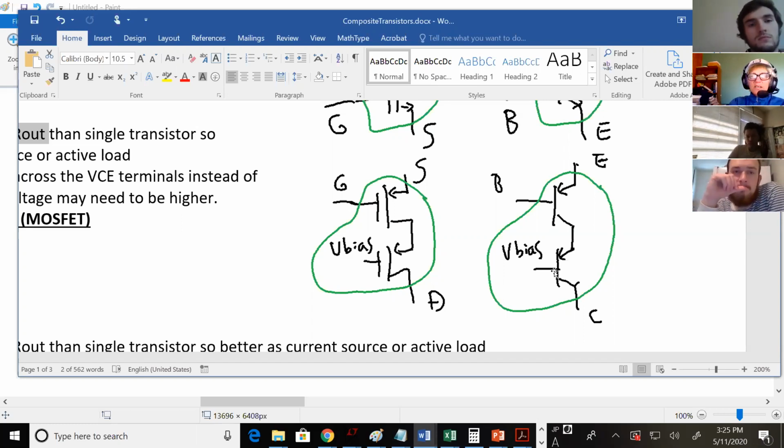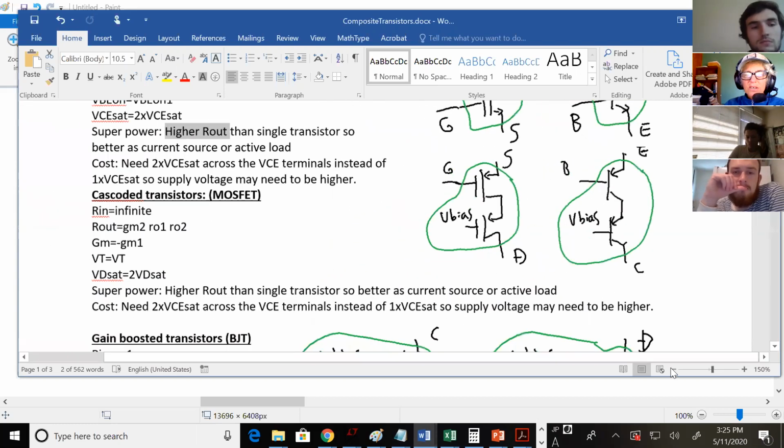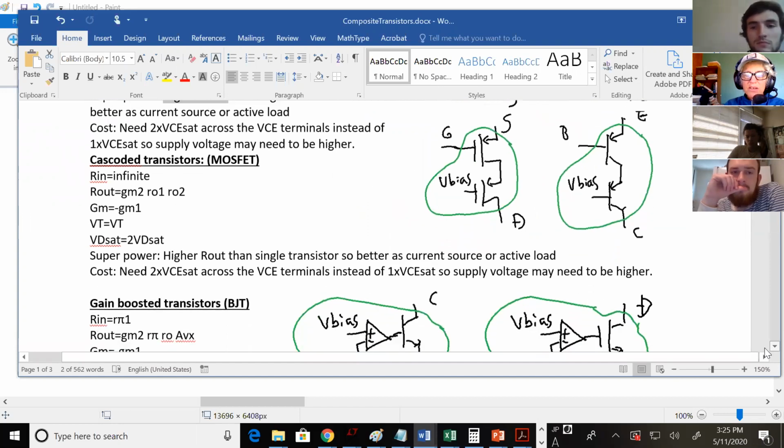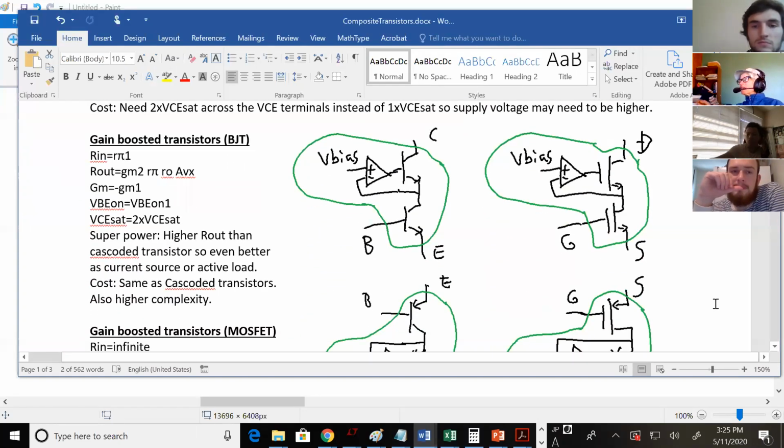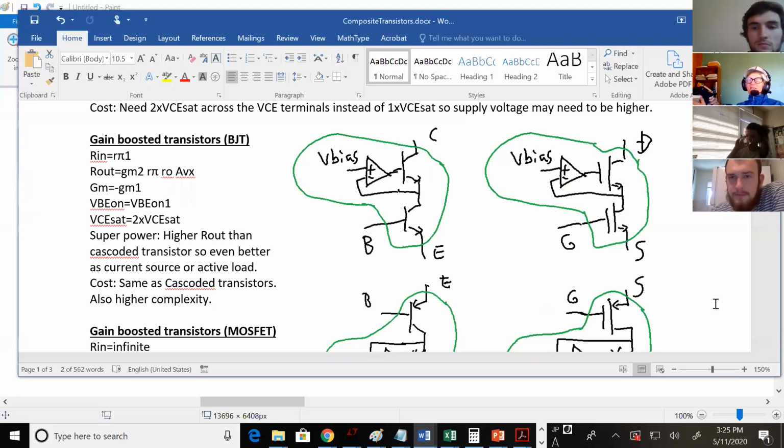Okay. All right, so superpower, high R out, drawback, maybe a higher supply voltage. This second compound transistor also has the same superpower. It has a super high R out. It's even higher than a cascoded transistor. So that means, again, like you said, gain stages and current sources. This makes even better gain stages and better current sources.